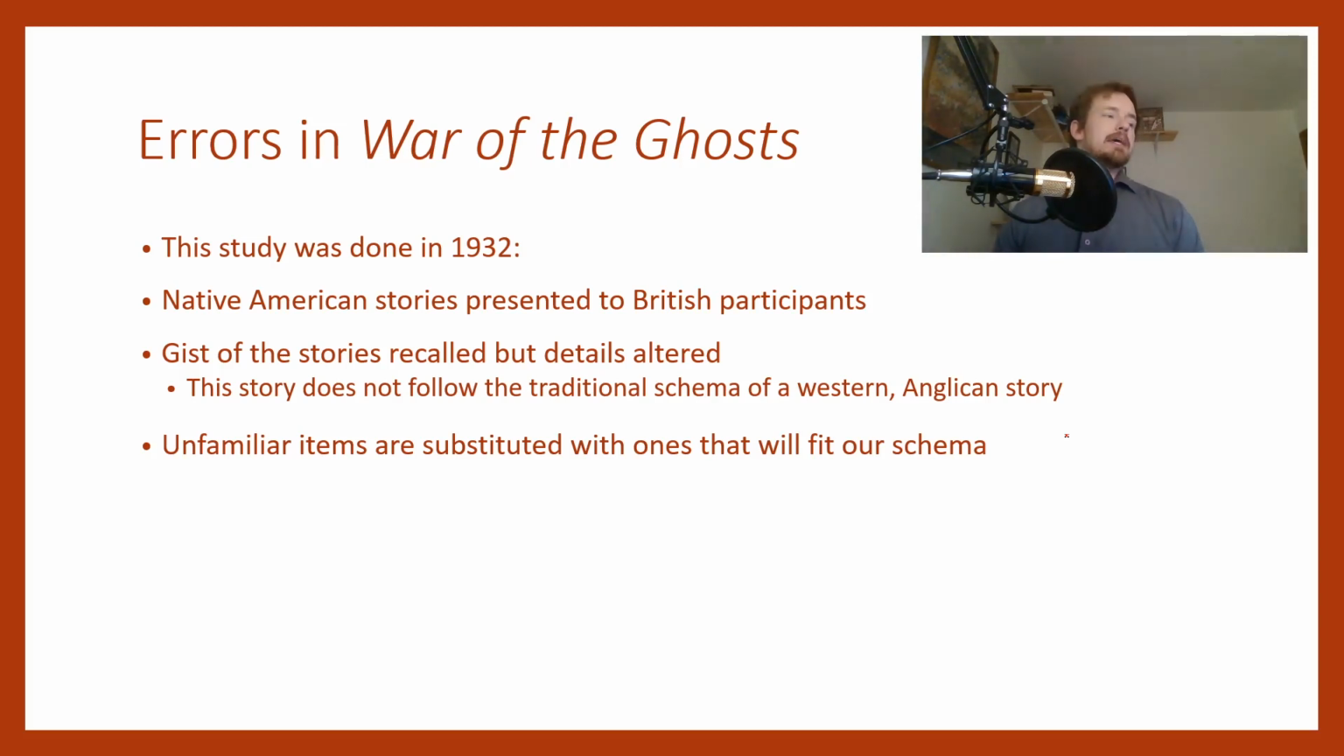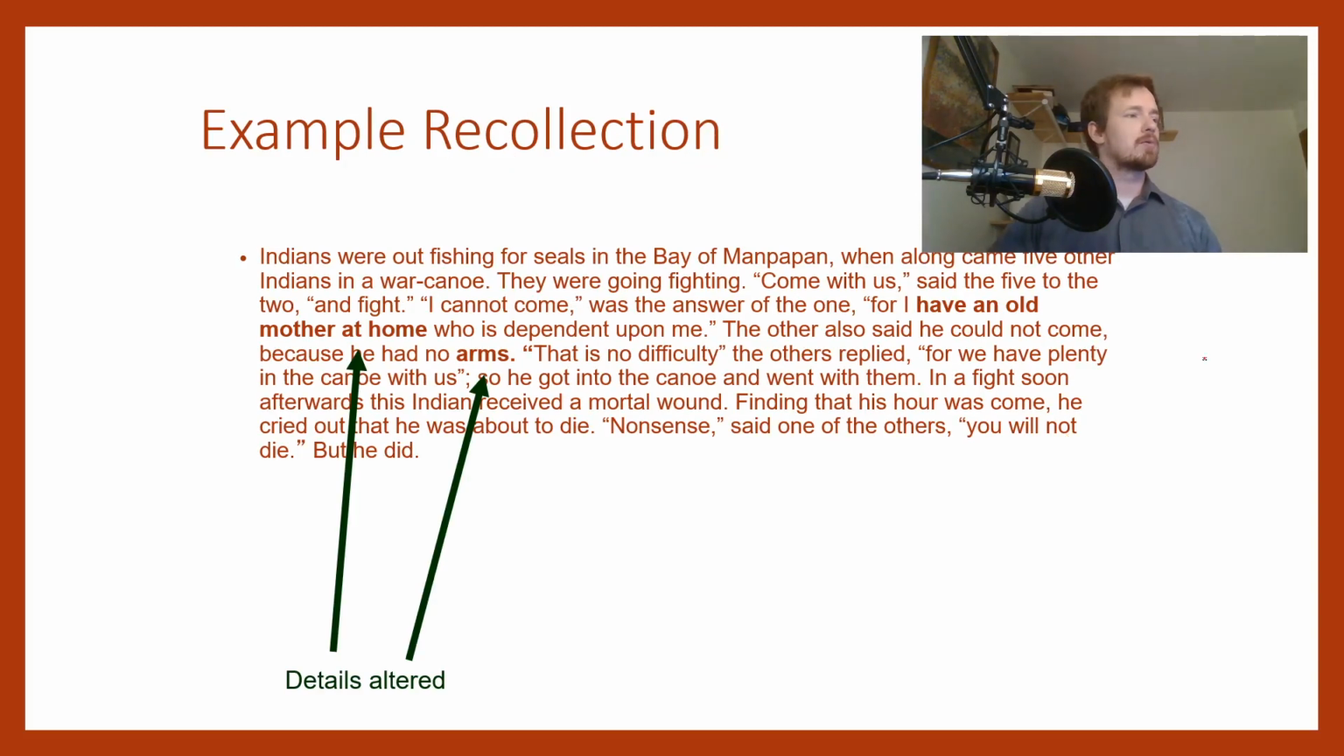The interesting thing here is that whenever there were things that were unfamiliar in that story, typically people would repopulate those unfamiliar details with things that better fit the schema. So here's an example. Here they're saying, "For I have an old mother at home." That was not something that was actually in the initial story, but it was added here by a British participant. He said he could not come because he had no arms. Arms here meaning weapons, right? But again, by today's standards, we would think that he was talking about limbs, right? Really he was talking about arrows.